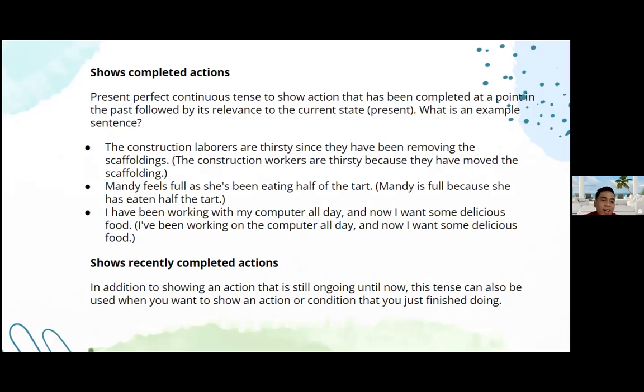Number 3, I have been working with my computer all day, and now I want some delicious food. So, recently complete action. In addition to showing an action that is still ongoing until now, this tense can also be used when you want to show an action or condition that you just finished doing. Next.